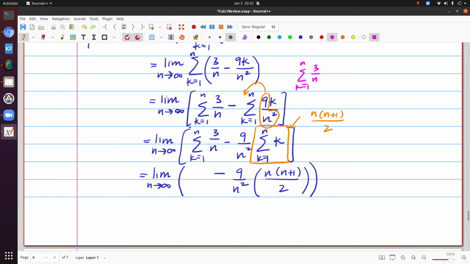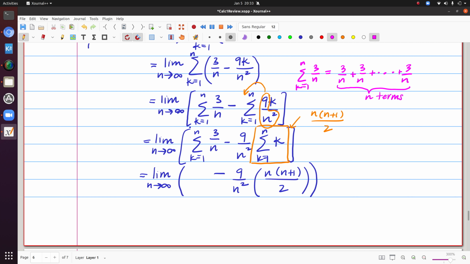Notice that that, again, does not depend on k. So when I write out the terms here, when k is 1, I get 3 over n. When k is 2, 3 over n. Essentially, I'm going to add 3 over n plus 3 over n plus 3 over n, etc. And I want to see how many terms there are. I'm summing from k equals 1 to n, so there are n terms.